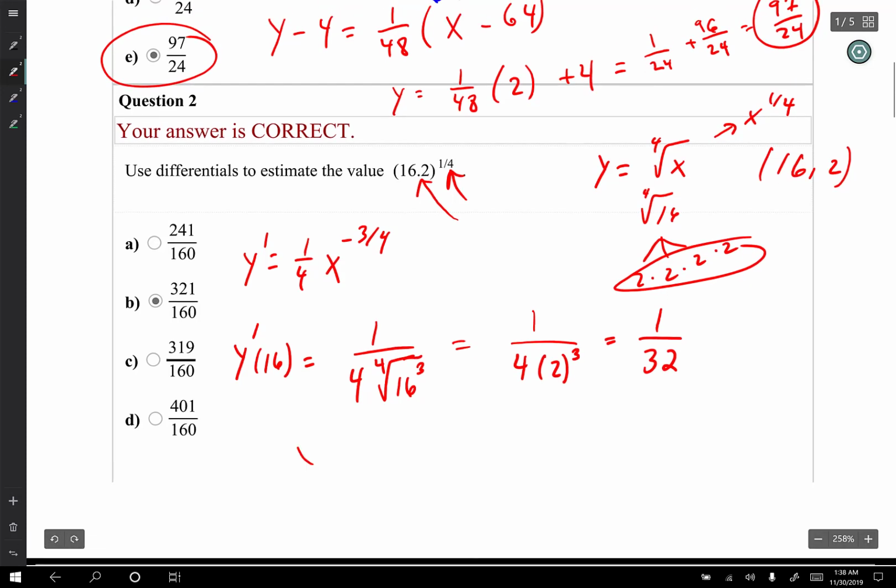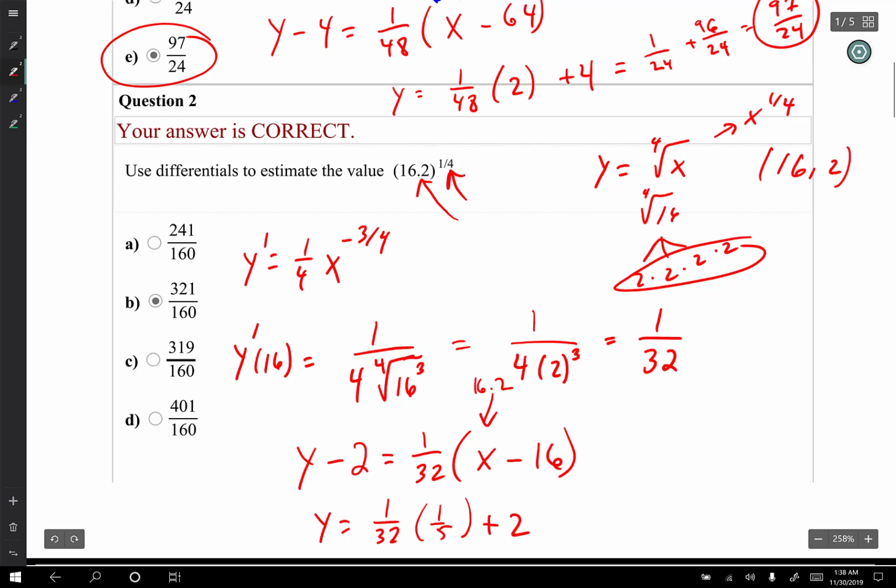So I'm going to write y minus, the y value is 2. I'm finding my tangent line, guys. This is my tangent line: 1 over 32, and then I'm going to write x minus 16. So what am I going to insert for x? I'm going to insert 16.2. So I'm going to have y equals 1 over 32 times 16.2 minus 16, that's 0.2. That's the same thing as saying 1/5, plus 2.